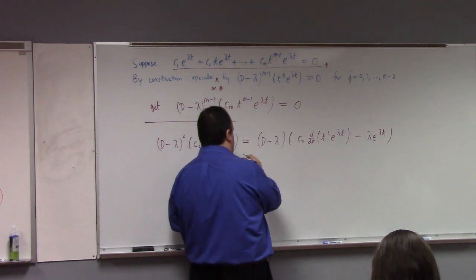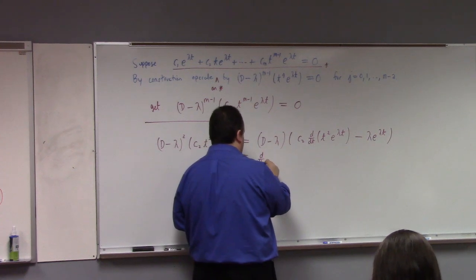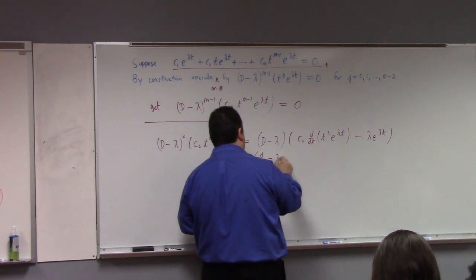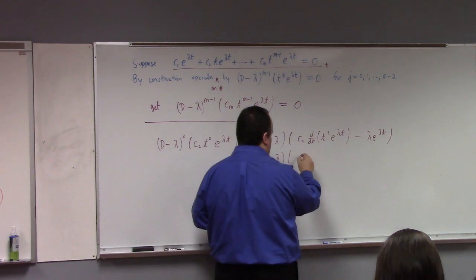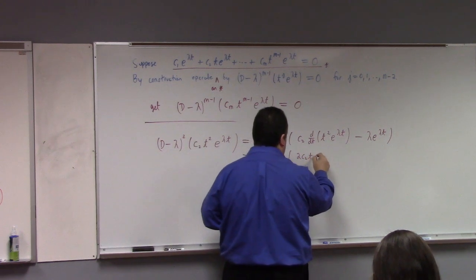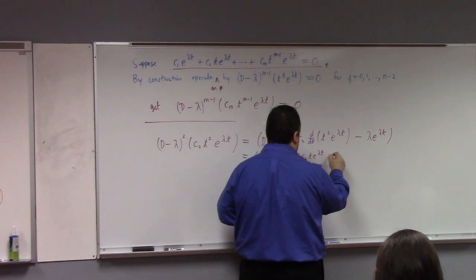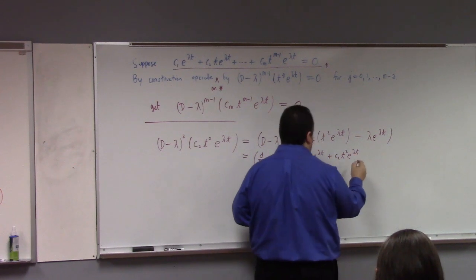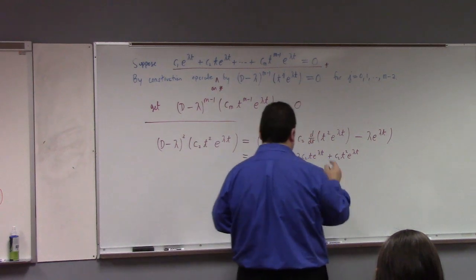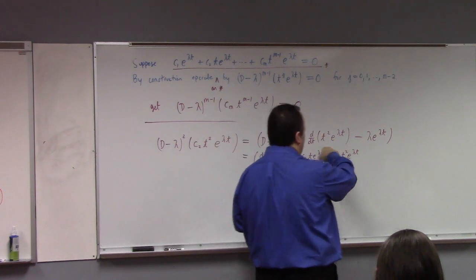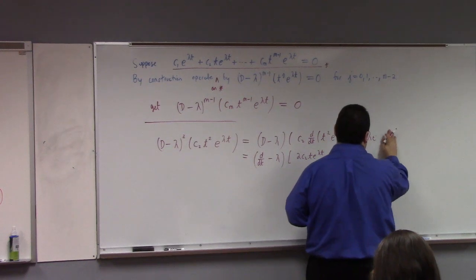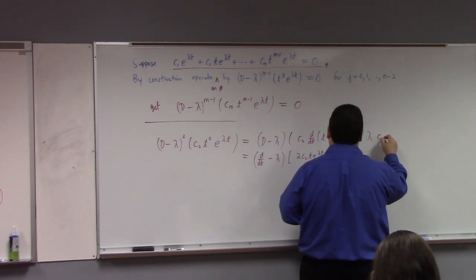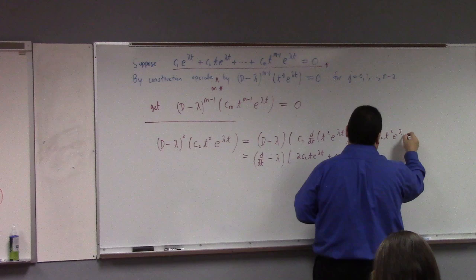How's that differentiation go, though? So this gives me 2c2t e to the lambda t plus c2t squared e to the lambda t. I lost my c2 and my t squared over here, guys. Don't let me do that. So c2 t squared e to the lambda t.